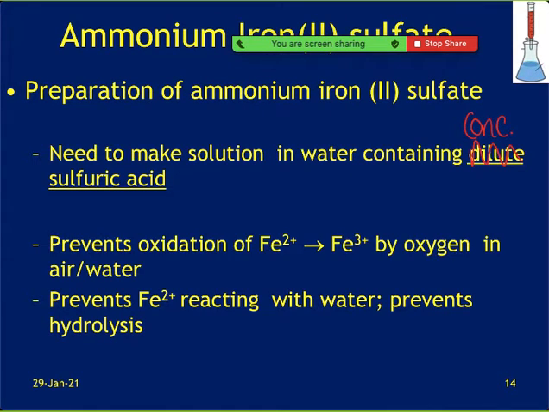And the reason we do this, top answer for the SEC, is we don't want the iron 2 to go to iron 3 in our conical flask just when we're preparing our solution. So we add the sulfuric to prevent oxidation of iron 2 to iron 3 by oxygen in the air or oxygen in the water. This is the top answer. The SEC will occasionally accept that it prevents iron 2 reacting with water, a thing called hydrolysis, when that happens.